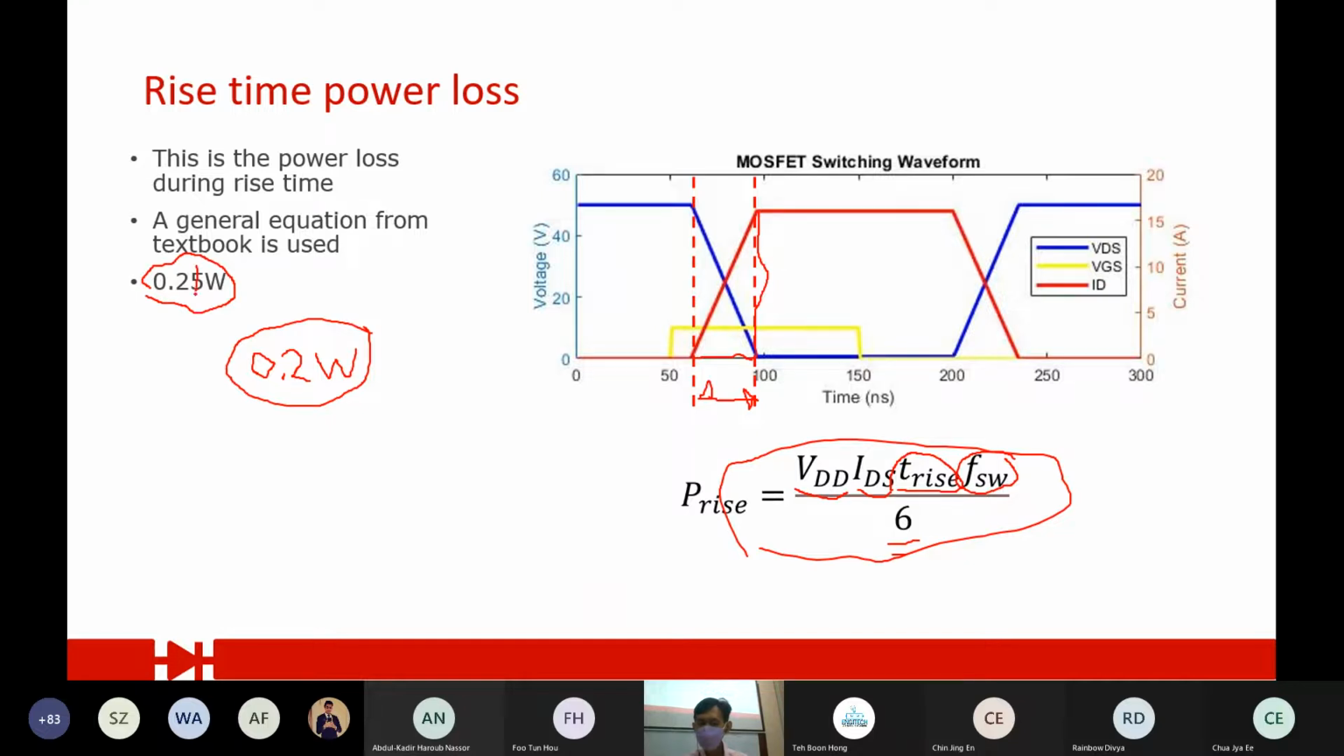Okay, this most probably is my previous note answer, because I changed the data sheet already. All right, so now we already have the rise time. You see, every time it turns on, you lose 0.2 watt. So you know that is the power loss that happens in the transistor.